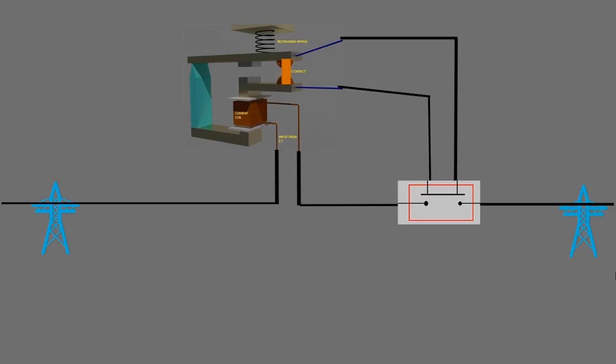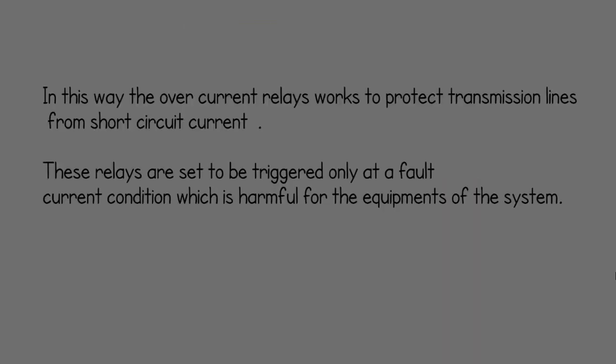In this way, the overcurrent relay protects the transmission line from short circuit current. These relays are triggered only at the fault current conditions which are harmful for the equipment of the power system.